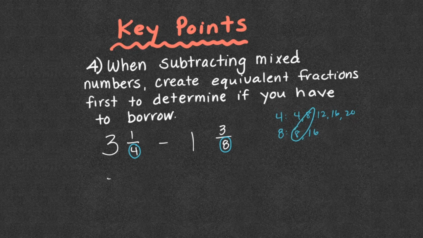So that means I'm going to take 3 and I'm going to make 1/4 out of 8 minus, well, 3/8 is already out of 8ths. So I'm just going to keep that 3. 4 times 2 is 8. 1 times 2 is 2. So I have 3 and 2/8 minus 1 and 3/8. Now I know that I actually would have to borrow because I cannot do 2/8 minus 3/8.